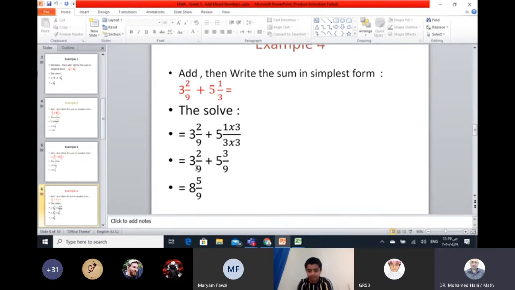Now I have like fractions. As you see, here we have 9, here we have 9. So I can now add directly. How? Add the whole number to the whole number. 3 plus 5 will be 8. Then add the fractions. 2 plus 3 will be 5 over 9. So the answer here is 8 and 5 over 9.